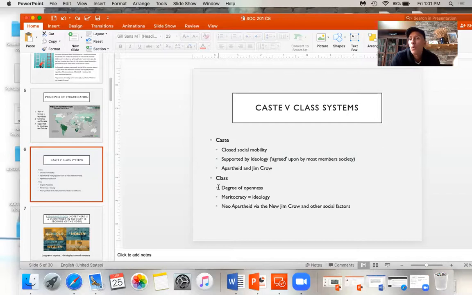Class systems are more open. The belief and the ideology that we have is no longer rooted in religion as it was with caste, but more this idea of merit. Those who work hard, the most skilled, the most talented, are those who get the most rewards in this world.